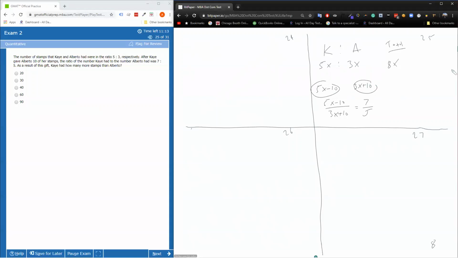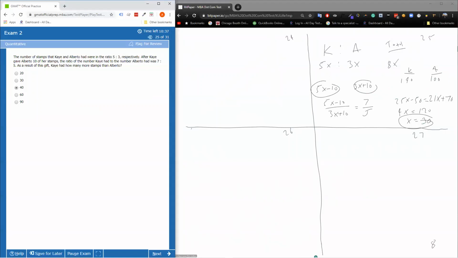As a result, K had how many more stamps than Alberto? So this minus that. Cross multiply: 25x minus 50 equals 21x plus 70. 4x equals 120. x equals 30. So K had 140 stamps. Alberto had 90 plus 10, which is 100. And my computer froze. There we go.